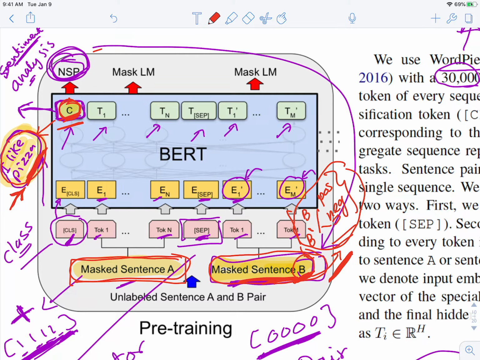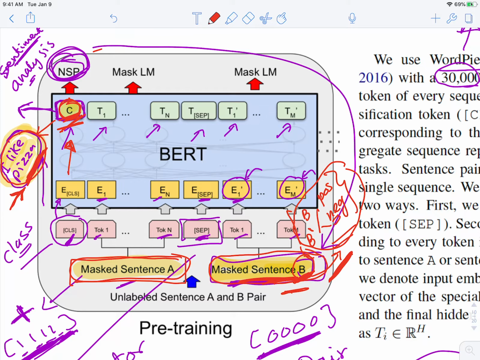In other words, when we pre-train BERT, we have a pair, and the first part of the pair is analogous to our input sentences in a task like sentiment analysis. The second part of the pair, the next sentence, is analogous to the labels, so positive or negative, for example.